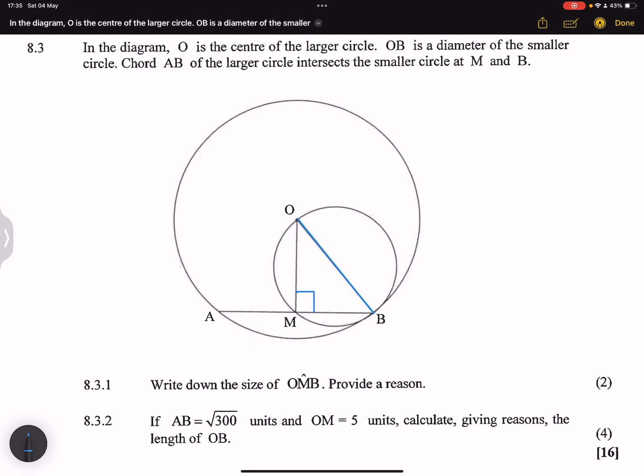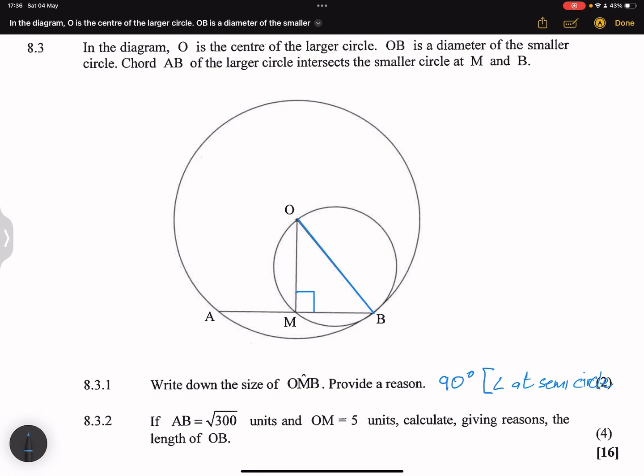So they say to me that chord AB of the larger circle intersects the smaller circle at M and B. Okay, and they say write down the size of OMB, giving reasons. So we've just stated that. So the size is 90 degrees, and we said this is an angle at semicircle.